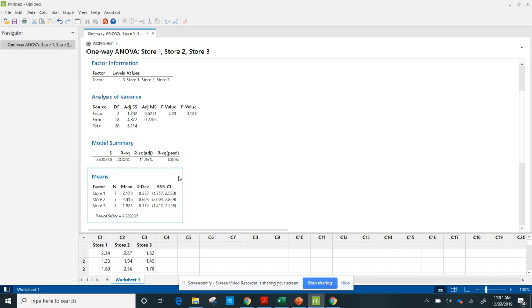The next thing it gives me is Store 1, Store 2, and Store 3. It gives me each of their sample sizes, their sample means, sample standard deviations, and their 95% confidence interval.